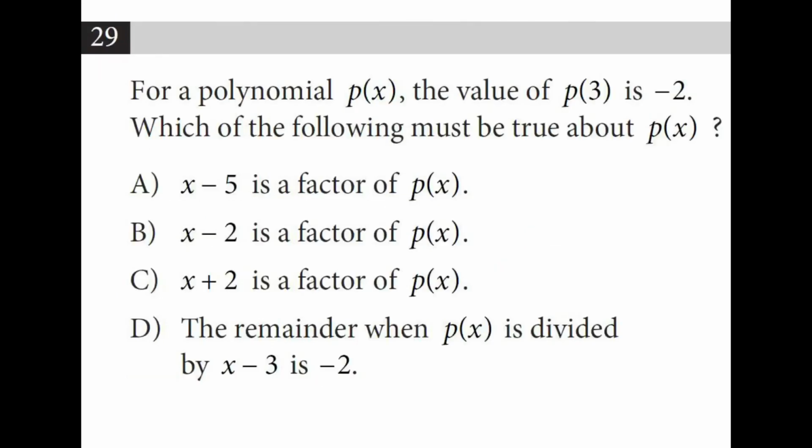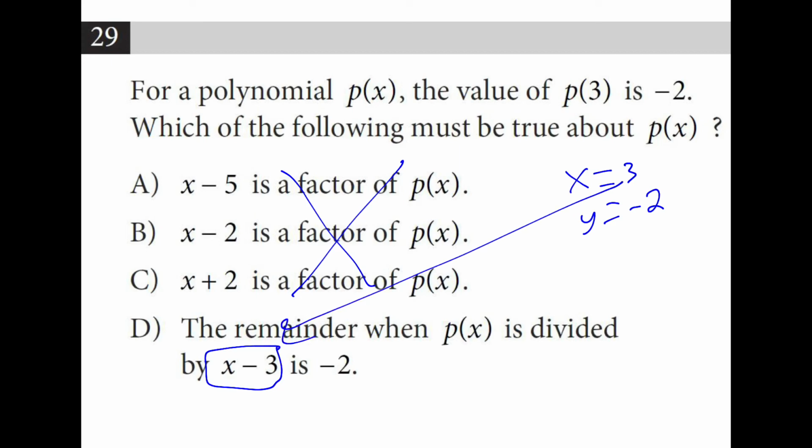If p of 3 is negative 2, so x is equal to 3, y is equal to negative 2, we don't have enough information to find a factor necessarily. But if we divide the entire polynomial by x minus 3 as if it was a factor, where 3 would give me a 0, how far apart is this from 0? It's 2, or negative 2, so the remainder would be negative 2.